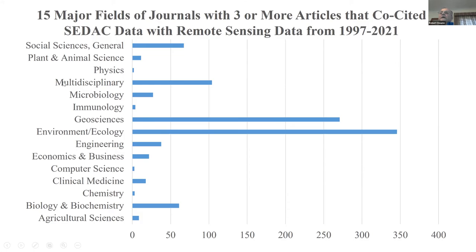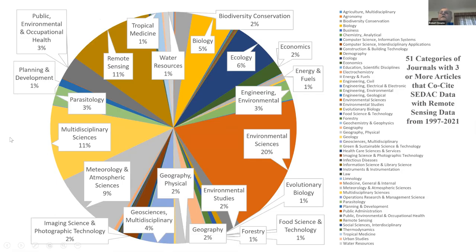We can also look at a more detailed view here. We're looking at the Web of Science categories. These are narrower than the major fields. And 51 categories are actually represented within these journals. And just those with 1% or more are shown here in the graph because it gets a little busy. In fact, it's a little busy already, right?